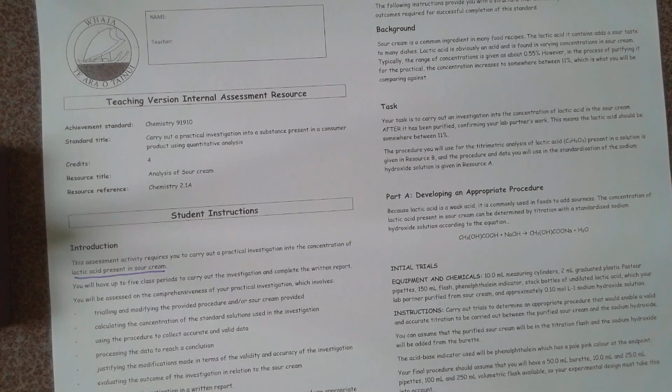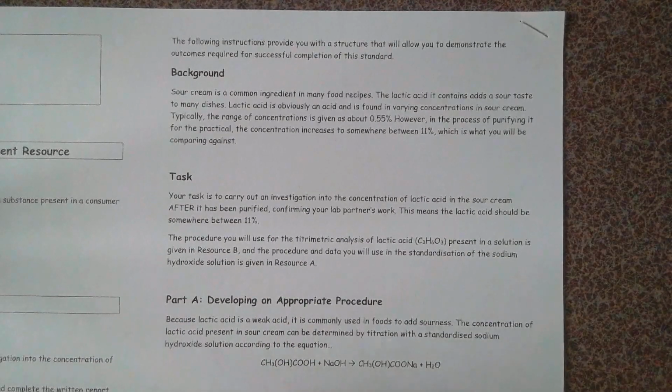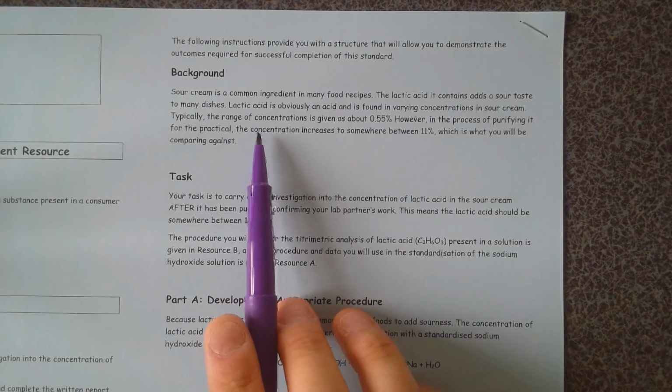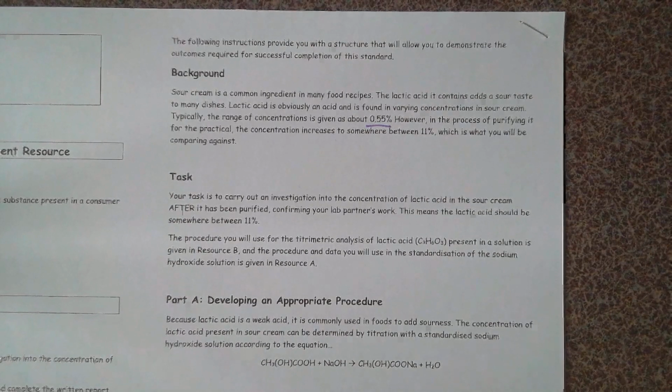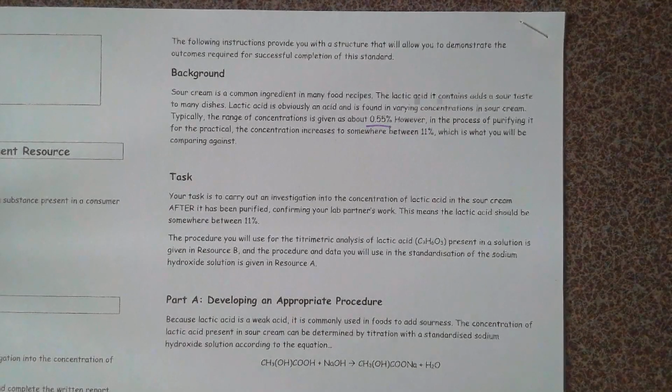In each of these different assessments, you're going to have a slightly different acid and a slightly different household substance that you're testing. The other thing you're going to find is that we give you information about the expected range of what you should see with the lactic acid. Lactic acid you should find in sour cream at about 0.55%. That is what the manufacturer is claiming, and we are trying to verify if that's correct.